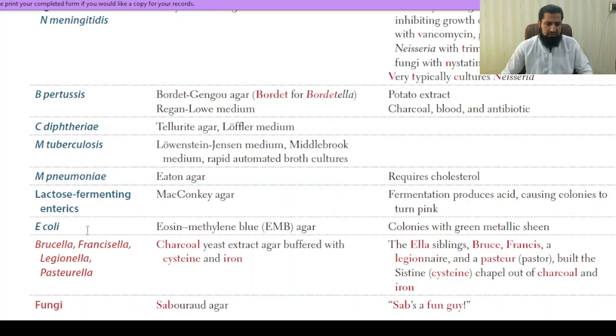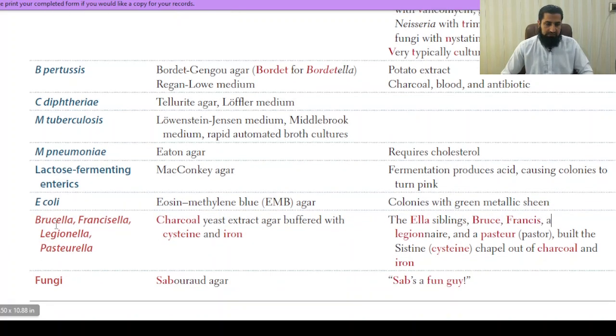Another bug is E. coli. E. coli grows on eosin methylene blue. E for E. coli, E for eosin methylene blue, EMB agar. The colonies show a green metallic sheen.